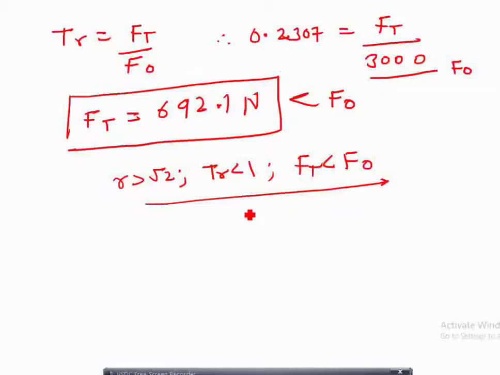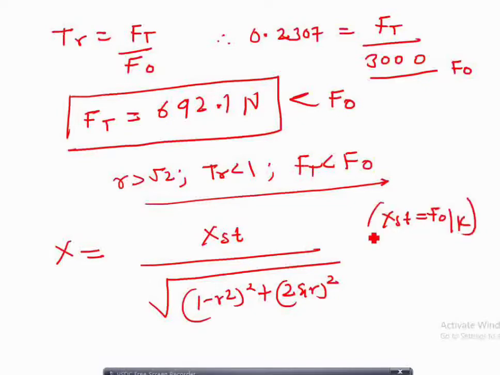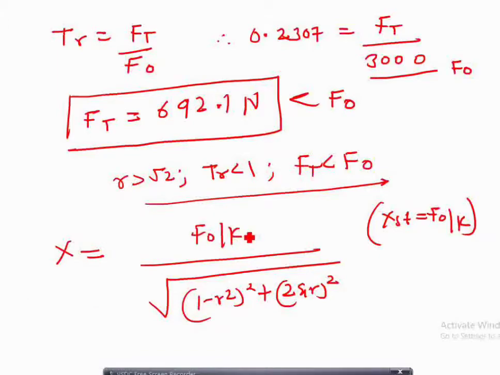Okay. Now, secondly, what they have asked you to find out is the steady state amplitude of a vibrating machine. Means you have to find out which formula you have to use. You have to use the forced vibration basic equation. So x is equal to xst divided by square root of (1 minus r square) bracket square plus (2 zeta r) bracket square. But what is xst? Xst is equal to f0 by k. This we know. So I will rub out here, and instead of xst I will write f0 by k.